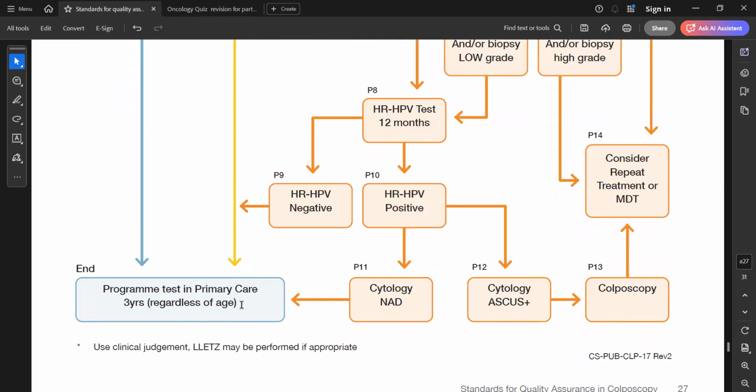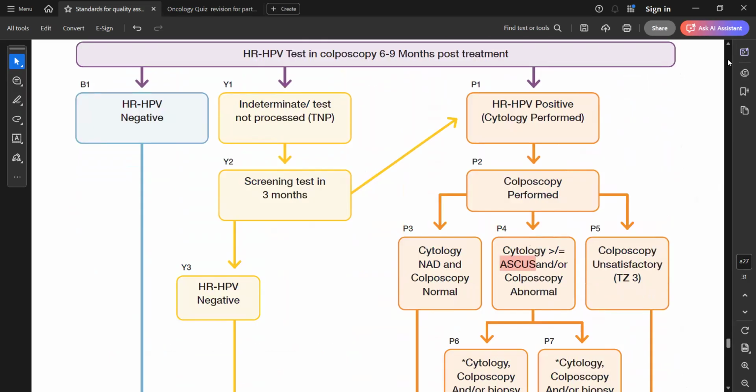Why not the routine recall? Because this woman has been treated. This woman is not totally normal. She still has risk of recurrence. If the HPV is positive, okay, and the colposcopy revealed that there are abnormalities or something, what should I do? Usually biopsy. Usually we are going to take another biopsy.